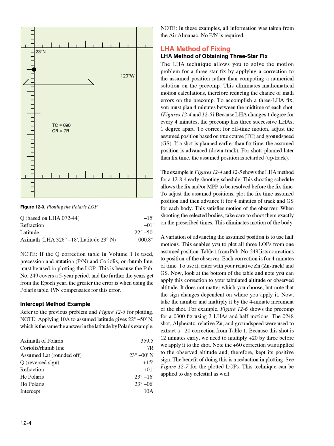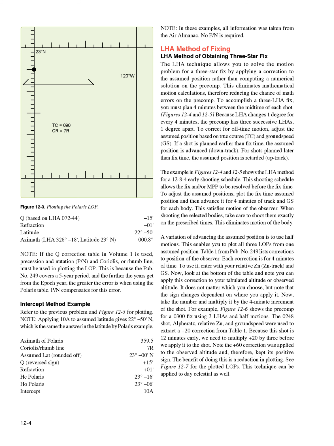To accomplish a 3 LHA fix, you must plan 4 minutes between the mid-time of each shot. Figures 12-4 and 12-5: because LHA changes 1 degree for every 4 minutes, the precomp has 3 successive LHAs, 1 degree apart. To correct for off-time motion, adjust the assumed position based on true course, TC, and ground speed, Gs. If a shot is planned earlier than fixed time, the assumed position is advanced, down track. For shots planned later than fixed time, the assumed position is retarded, up track.